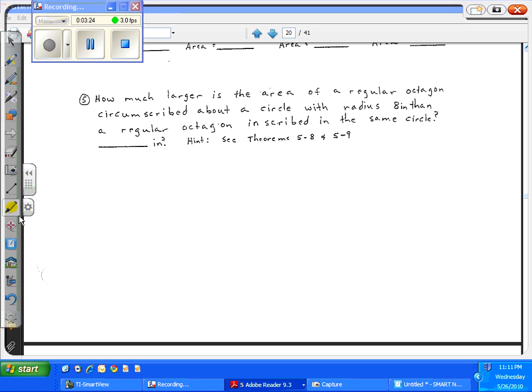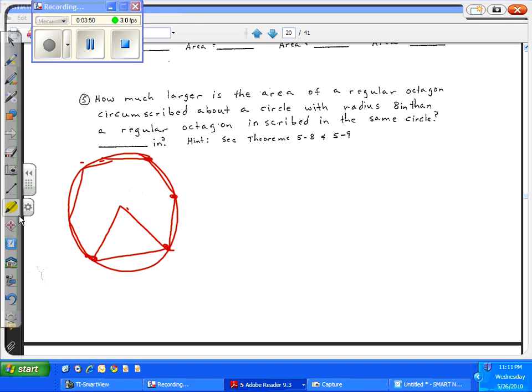Now, if a regular octagon is inscribed in a circle, then each vertex of the regular octagon is a point on the circle. And so we would have a situation like this where you would find the apothem and perimeter and find the area.